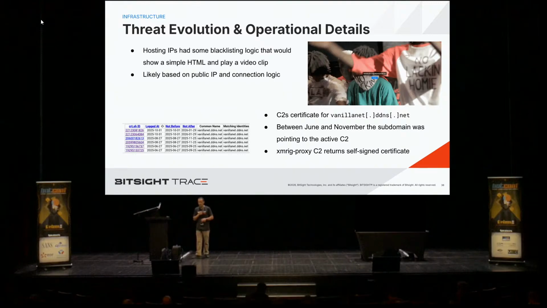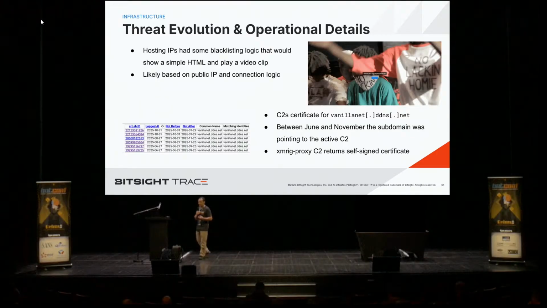Now, if we look at the infrastructure from a different perspective, the hosting IPs, we noticed that they had some kind of blacklisting logic. I'm not sure if it was IP-based or connection logic-based, but if you were blacklisted, you would receive an HTML page with a video of a rap song. And the HTML would say, you will not find it here. It also had the email of the RondoDox staff and so on.